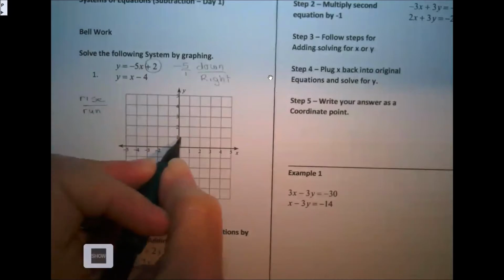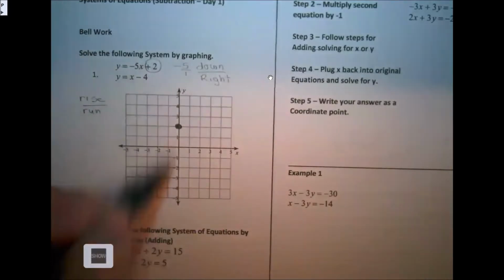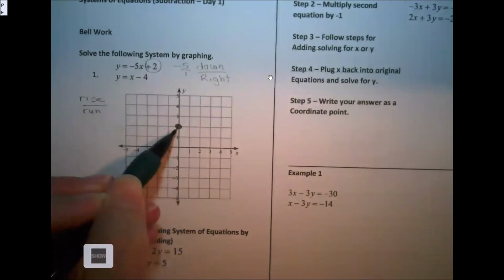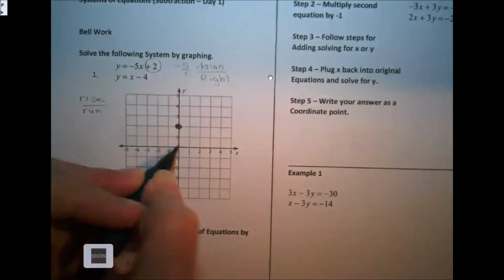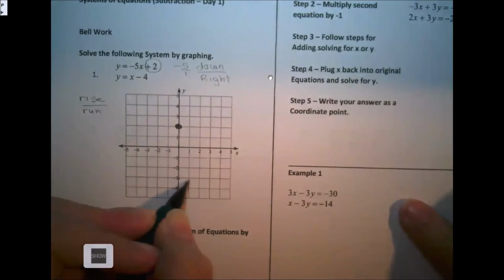So I'm going to go up 1, 2, put a big dot there. Remember, you always start on the y-axis. The only time you don't do that is when it's just an x equals. So I've got a +2, and then I'm going to do down 5, 1, 2, 3, 4, 5, and then 1 to the right and put a dot.